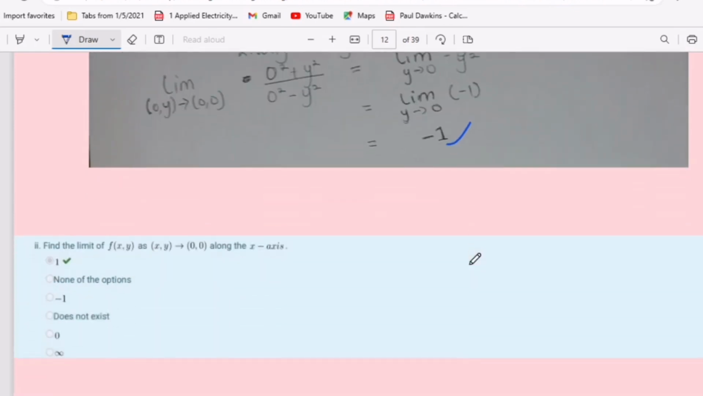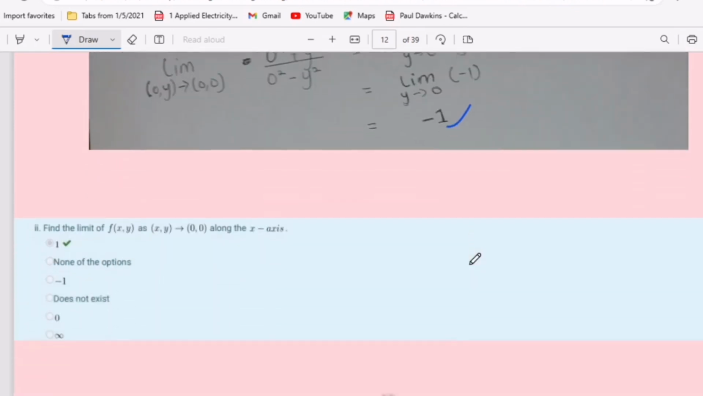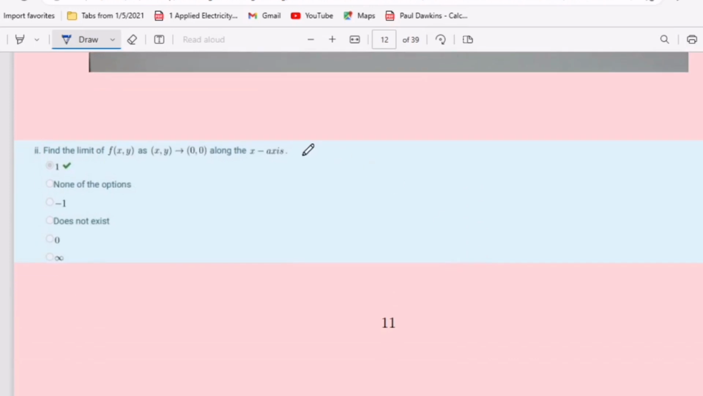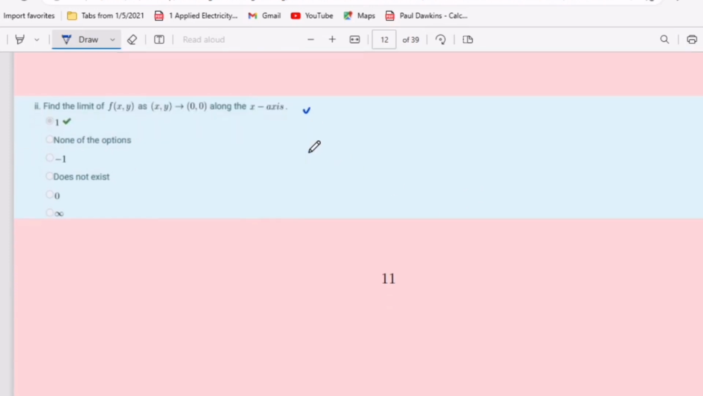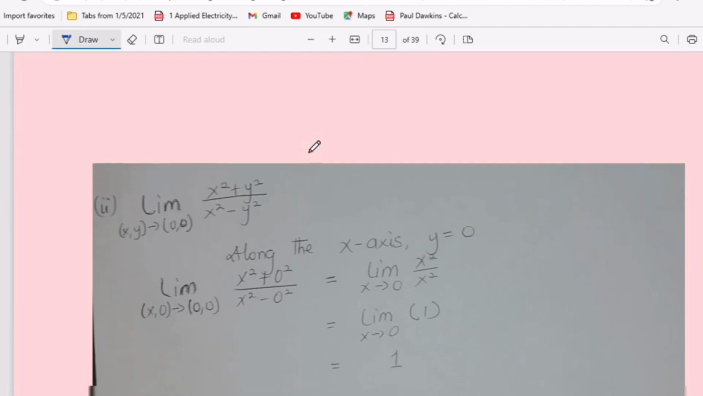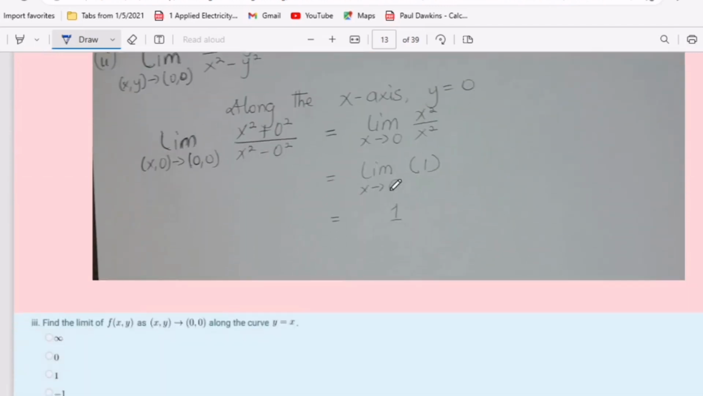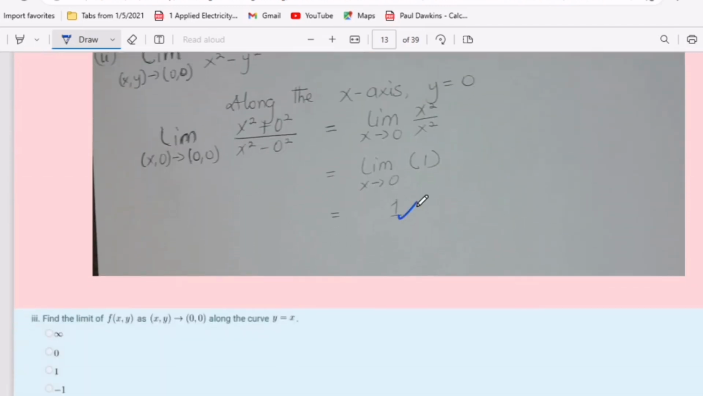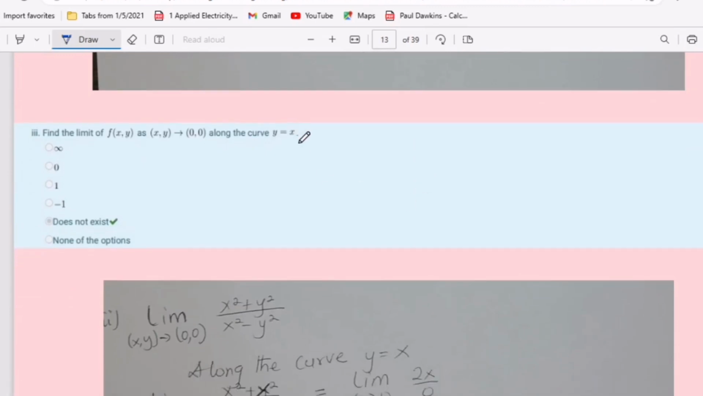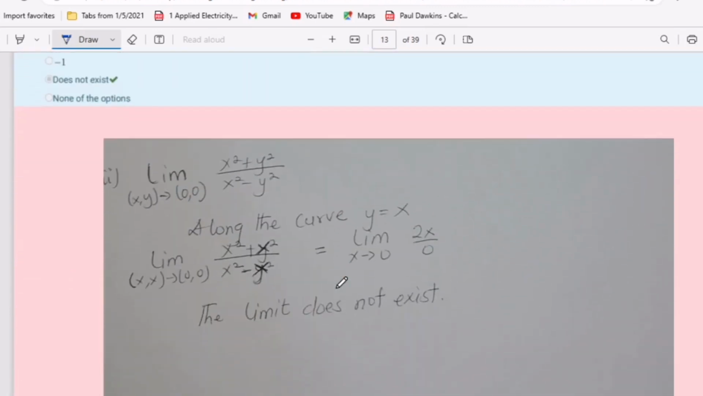And this is the limit along a curve. And here it is along what? The y-axis. We have had a lot of questions come from here. And along the x-axis, y is 0, and you put that in and you get -1. And along the curve, y is equal to x. Wherever you see y, you put x there, as they've done here. Then you are going to get that it does not exist.